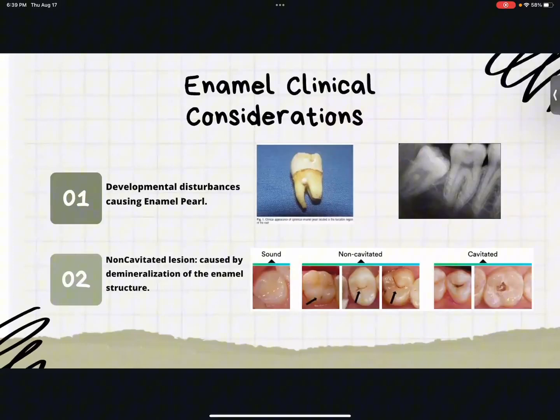Some enamel considerations are if there is a developmental disturbance, it can cause additional enamel spicules on the tooth called enamel pearls. Also, some areas on the tooth that appear to be decay could also be a non-cavity lesion, meaning that the discoloration or anomaly is caused by demineralization.